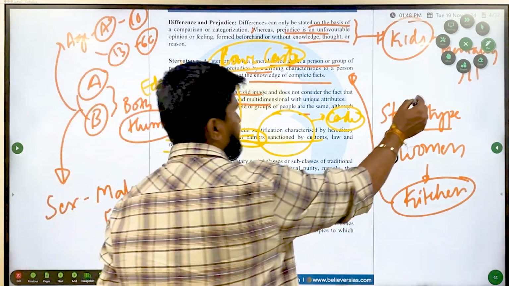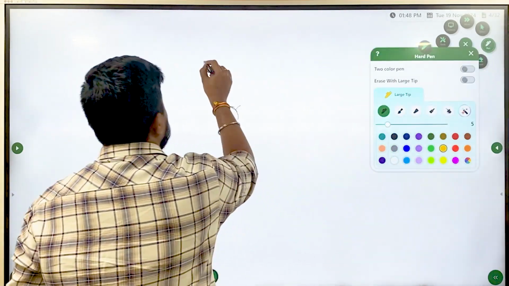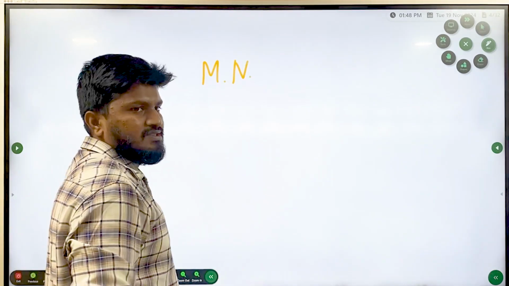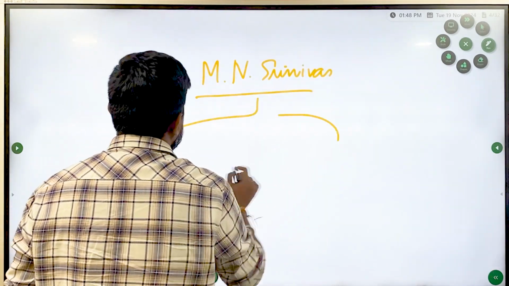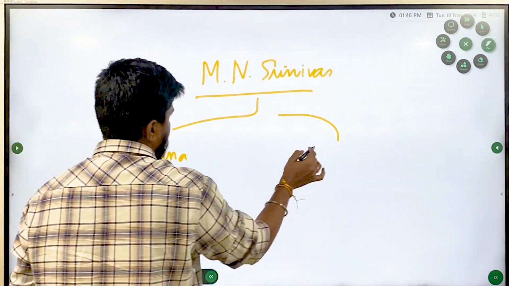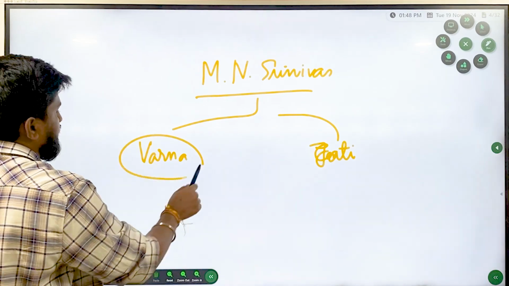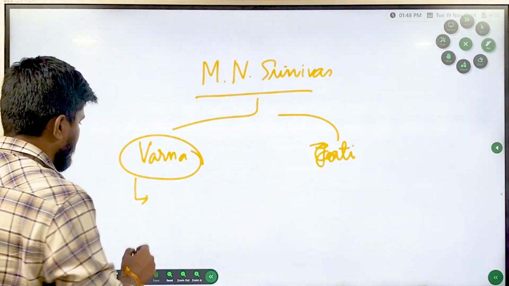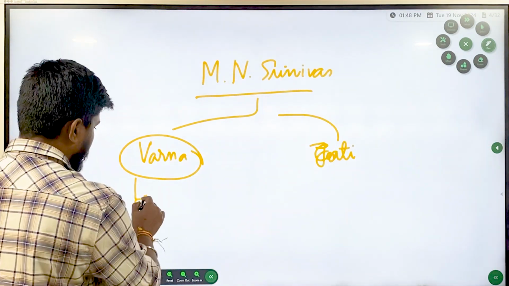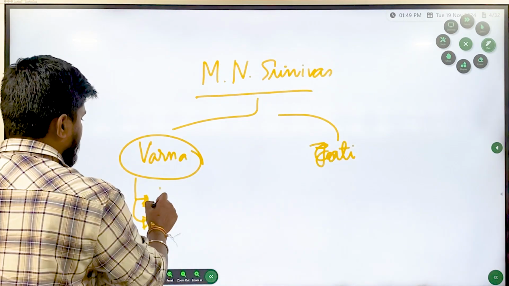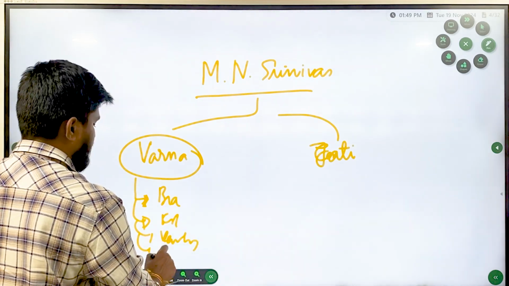Even within caste there are two types. The famous sociologist M. N. Srinivas says that within the caste system there are two types. One is the Varna system, another one is the caste or Jati system. What is the Varna system? It is based on Vedic literature. According to the Rig Veda, there are four castes, that is Brahmana, Kshatriya, Vaishya, and Shudra.